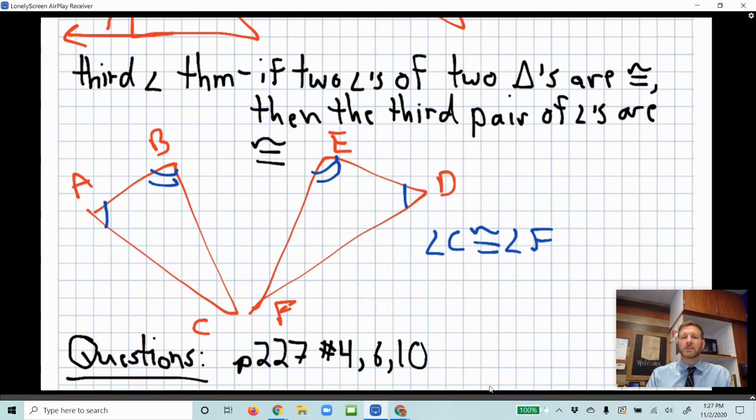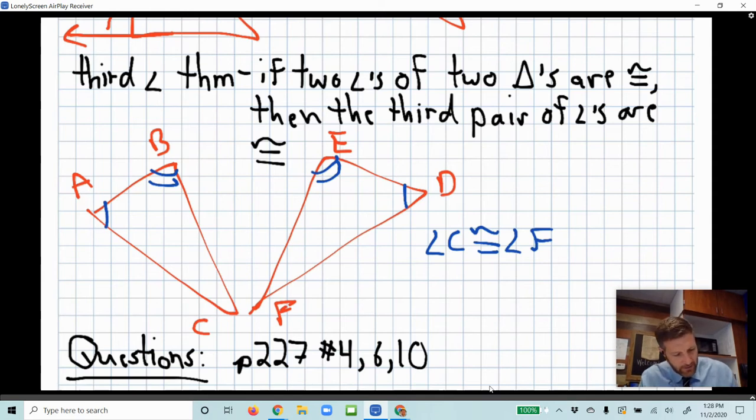And that, again, is linked to the idea that they have to add up to 180. So if A and D are the same and B and E are the same, in other words, if I know A and B, C only has one option. And if E and D are the same as A and B, then F only has one option, and it's the same option as C. So the third angle theorem just says if you know two sets of congruent angles in triangles, you know that third set has to also be congruent.